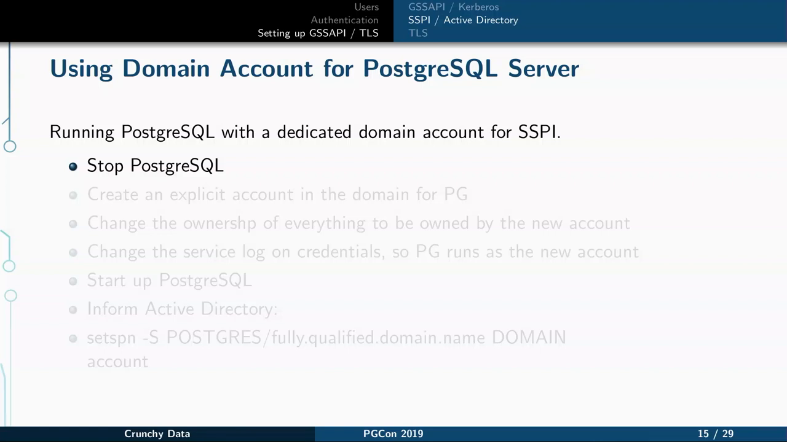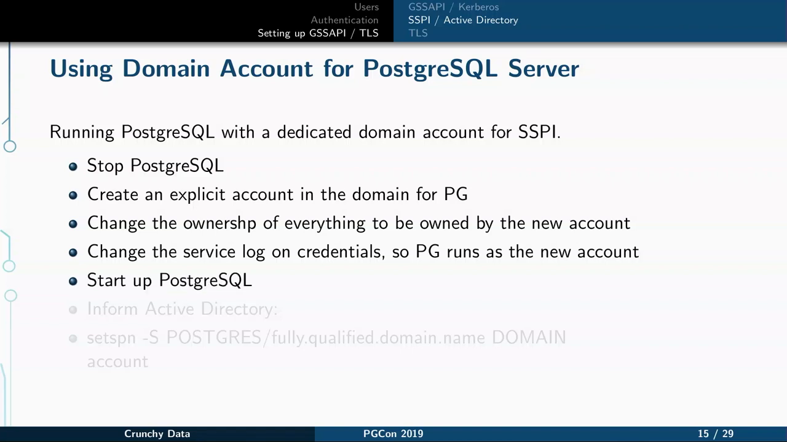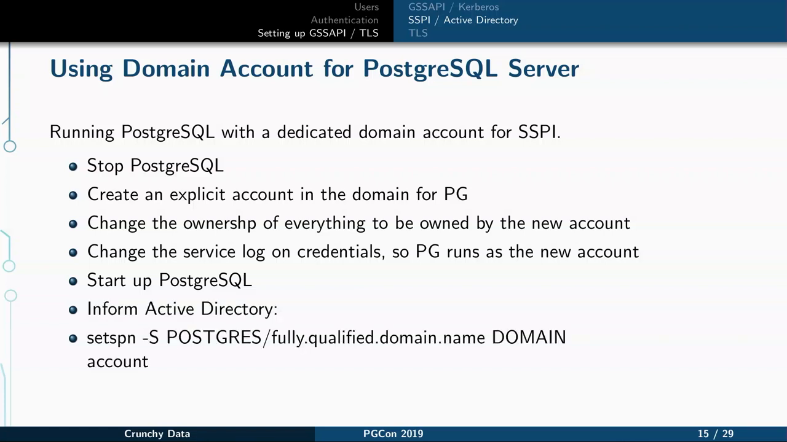You can either have an independent domain account for doing this with Postgres, or you can use the network service, basically, to use the computer one. So if you want to use a domain account, which is definitely more secure and what I tend to recommend, you have to stop Postgres, create an explicit account in the domain for Postgres, right? Goes back to the user I was talking about earlier on. Change the ownership of everything to be that account. Change the service log on credentials so that Postgres will run as that. And then start up Postgres and potentially fix some other stuff because Windows is a pain. Then you need to inform Active Directory that you've done this by using the setspn command, right? So this is where you would set it up. So basically you're telling Active Directory, hey, this thing is going to run as this service, okay?